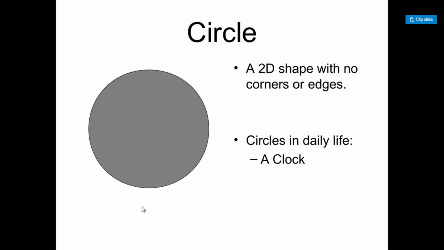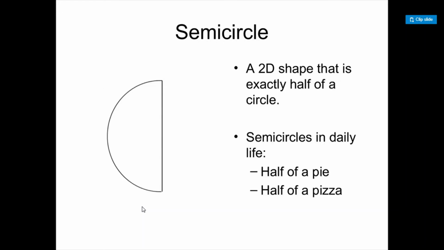So we have also a circle. A circle is a 2D shape with no corners or any edges. An example of a circle in daily life is a clock. So we have also a semicircle, or shall we say half of a circle. An example of a semicircle in daily life is half of a pizza or half a pie.